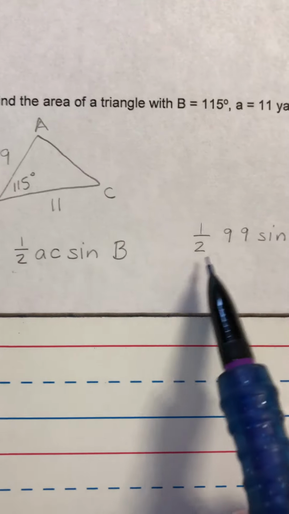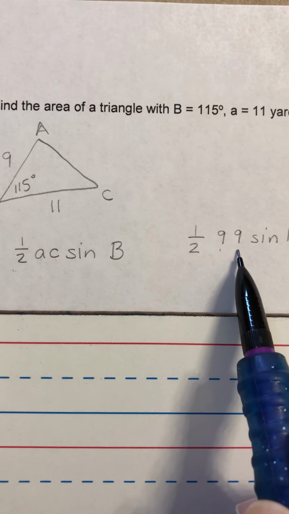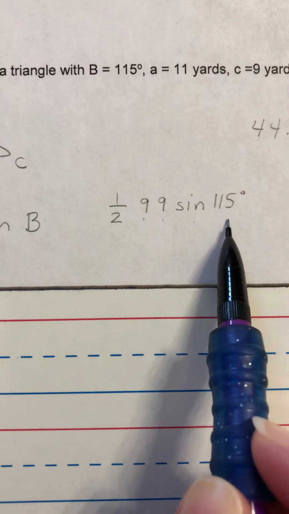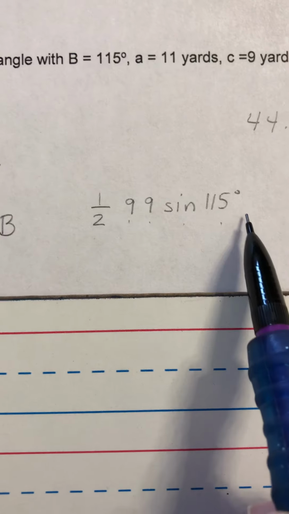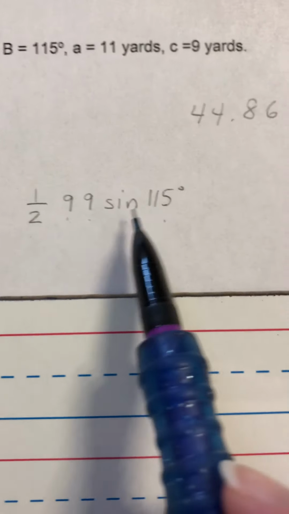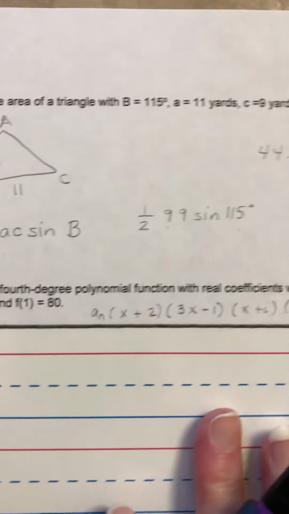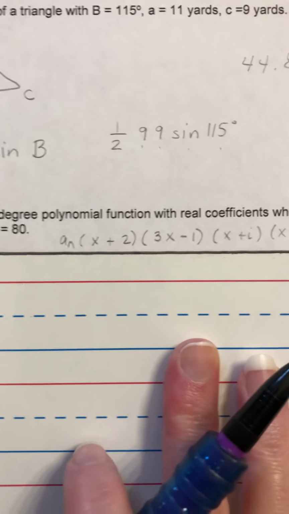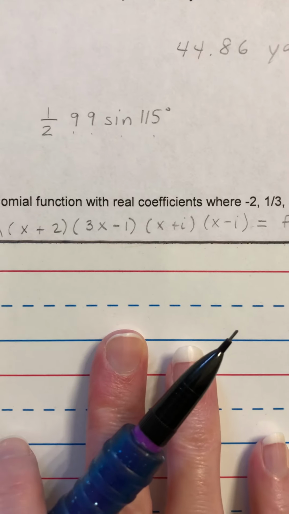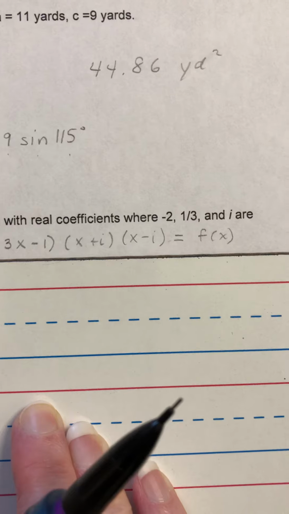It's 1/2 times 9 times 11, which is 99, times the sine of 115 degrees, making sure your calculator is in degrees mode. When you multiply all of this together, you get 44.86 square yards.